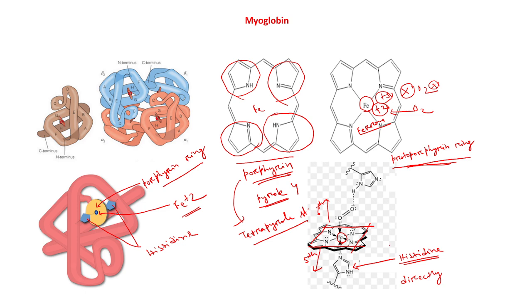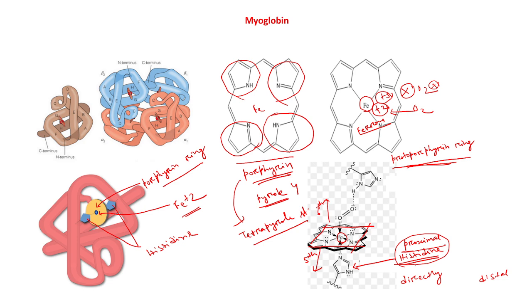So the histidine group here is called the proximal histidine group. So what is the proximal? That means any object which is found near is called the proximal. Which is found outer is called the distal. So here the histidine is found near to the porphyrin ring, that is called the proximal histidine. And this proximal histidine is directly bound to the Fe+2 region.